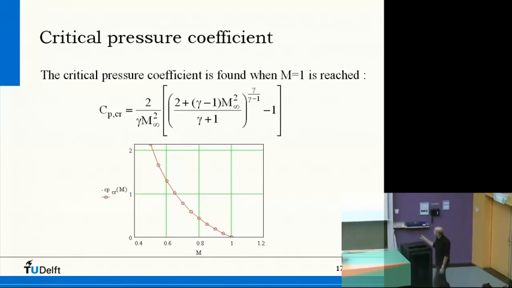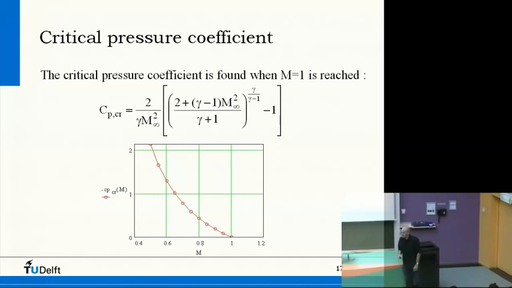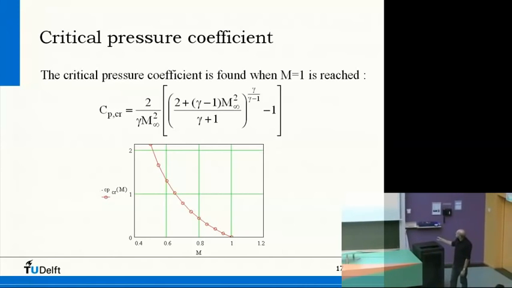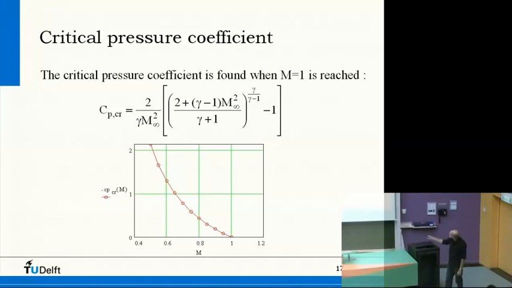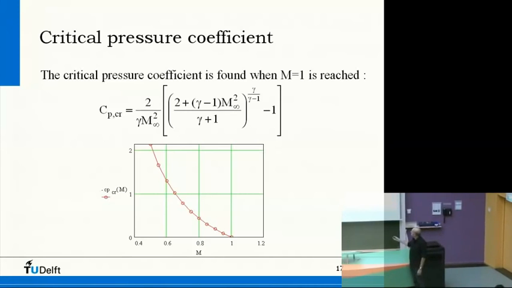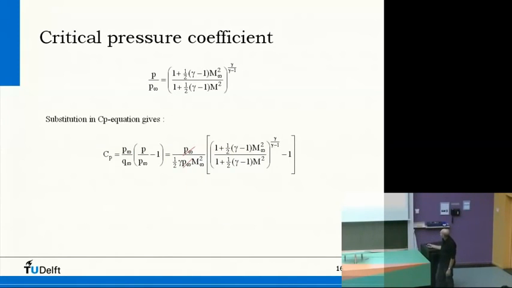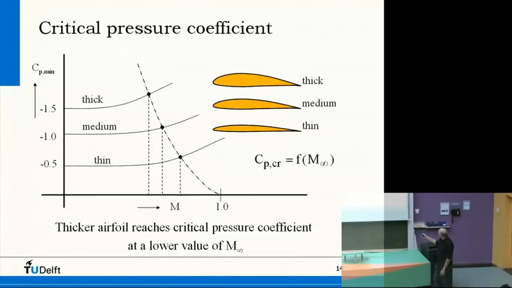You don't have to learn this by heart. We will give it to you if it's needed. But you should have seen it, because if you put in M as 1, then this is the CP critical. So if you put in M as a certain value, then you get CP. So here you see it. This is M here, relation of M with CP critical. So that is the line here.